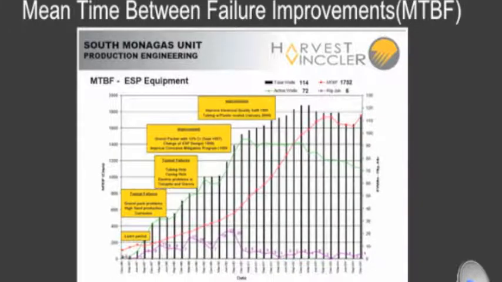This is a plot of mean time between failure improvements over the course of an 8-year period for the South Mona gas unit. The first year consists of a learning period where typical failures include gravel pack problems, high sand production, and corrosion. In the subsequent following year, typical failures include tubing hole, casing hole, and electrical problems in Tucupita and Uracoa. Improvements during this point in time and in the following year include gravel packer with 13% chromium, a change in the ESP design, and improvements in the corrosion mitigation program.